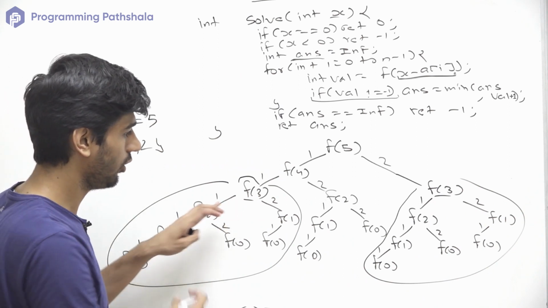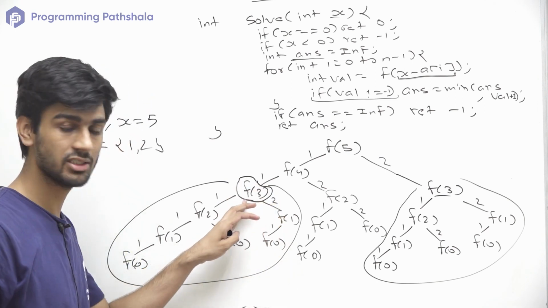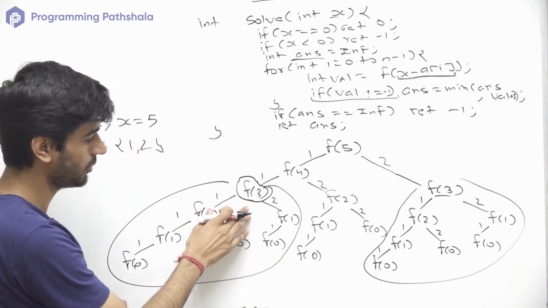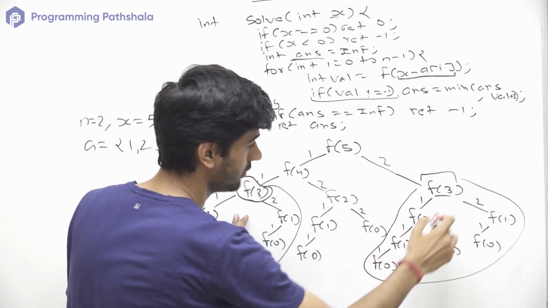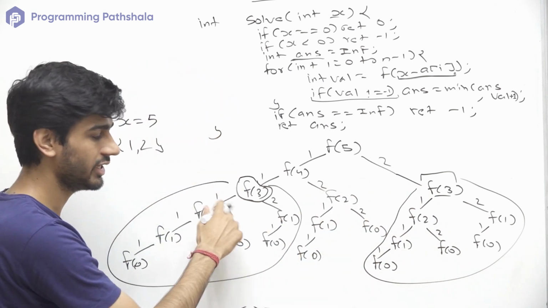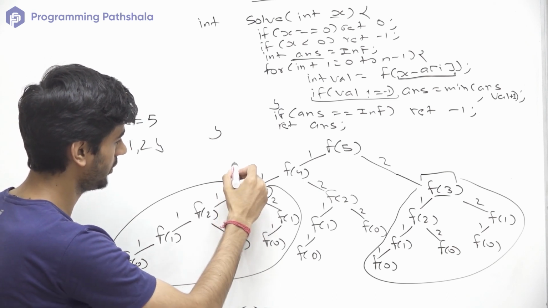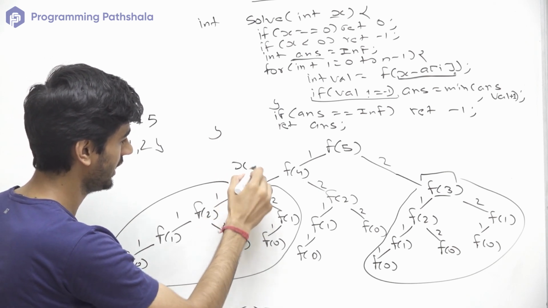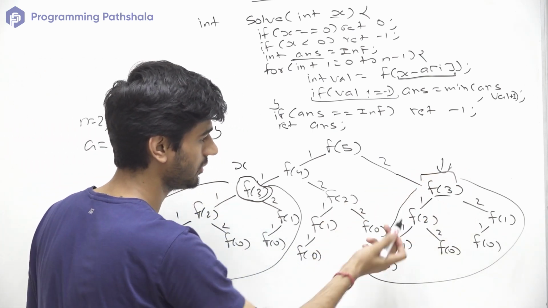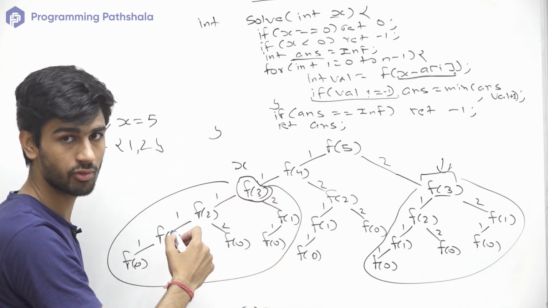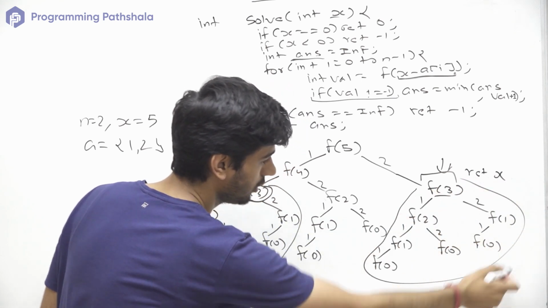So instead of making all these calls again and again, what we can do is, once we are at this function call, we can store the minimum number of coins that are required to get a sum of 3. And when we reach here, we can simply use that result which we have already calculated and stored, right? Let's say the minimum number of coins that are required to get a sum of 3 is x. So we can store this value somewhere, right? And when we are at this function call, we can simply say that we have already calculated the minimum number of coins that are required to get a sum of 3. So we can simply return x, right? Instead of making all these function calls.